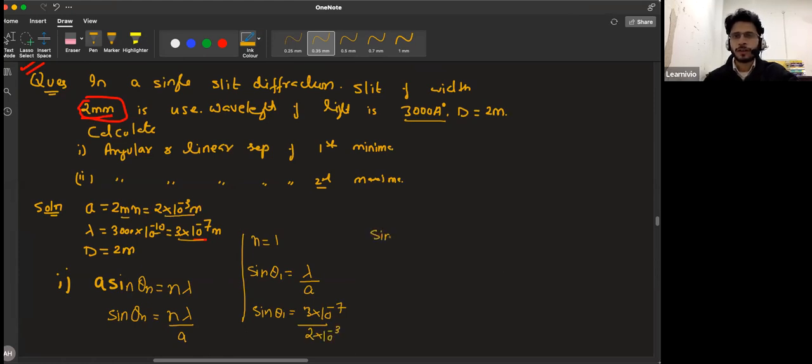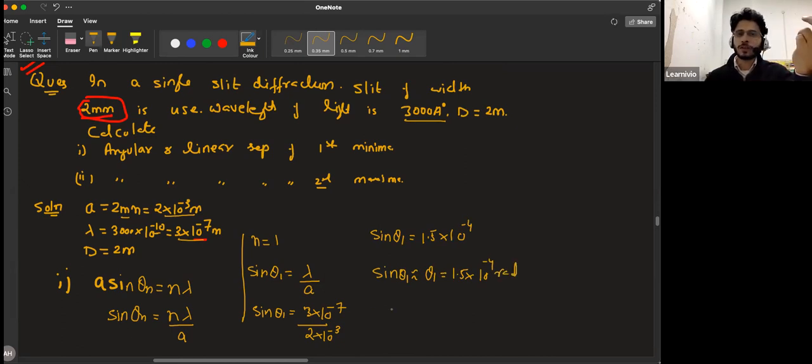So when you divide them, you get sine theta 1 is 3 by 2, which is 1.5 into 10 raised to the power minus 7 by minus 3, that is minus 4. So you can see this sine theta is very, very small. It's 1.5 into 10 raised to minus 4. So this is the case where small angle approximation is valid. So you can write sine theta 1 as almost equal to theta 1, which is equal to 1.5 into 10 raised to the power minus 4 radian.